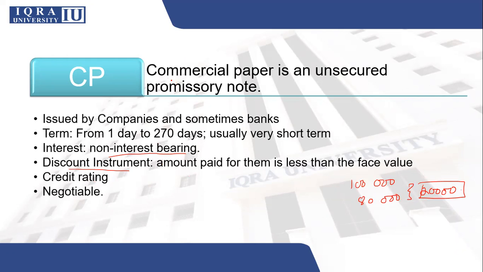Now, for commercial papers to be popular, it is necessary that they have a good credit rating so that they are widely acceptable and they are negotiable, which means that you can sell them to another investor if you want your money back before the maturity date.